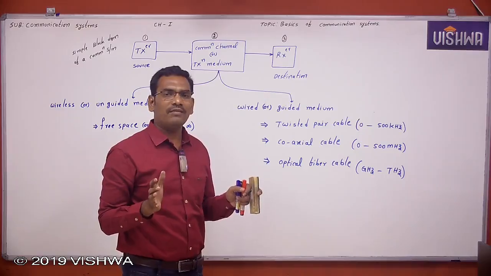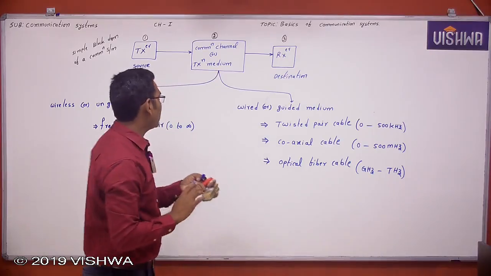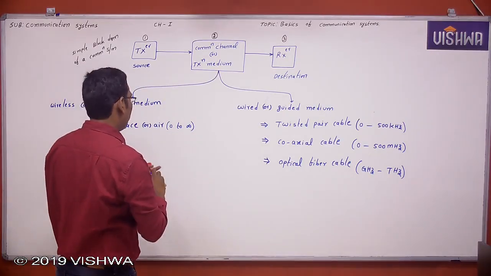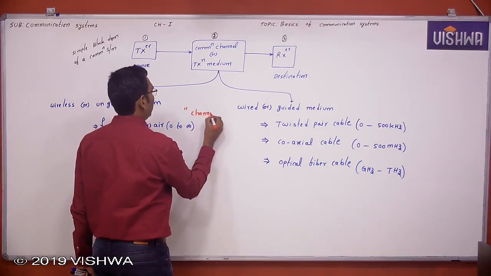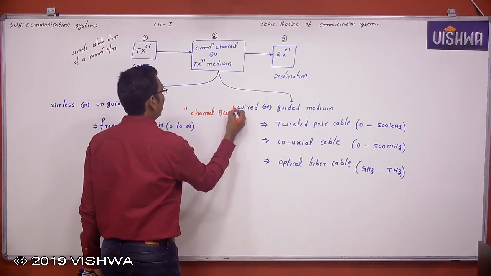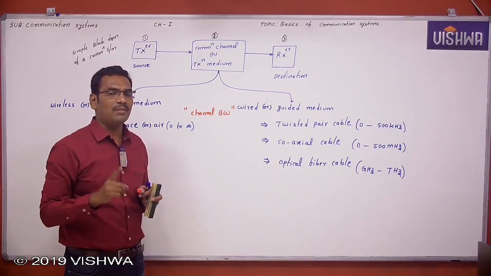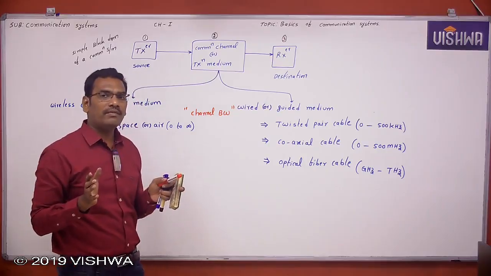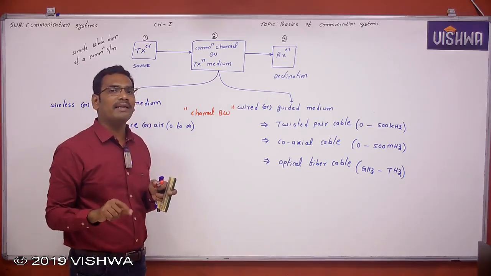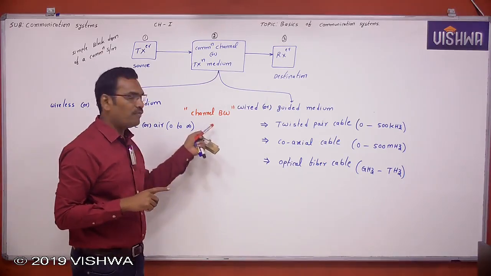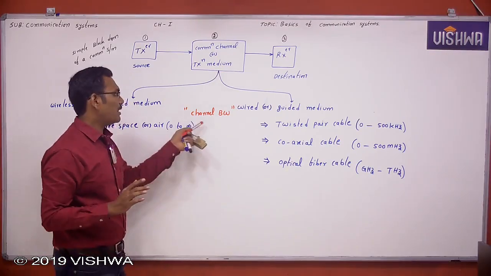The range of frequencies that the channel can transmit without distortion is called channel bandwidth. From all this, one important point is channel bandwidth. There are two bandwidths in our communication system. One is signal bandwidth: the range of frequencies that the signal can occupy is called signal bandwidth. The range of frequencies that the channel can transmit without any distortion is called channel bandwidth.